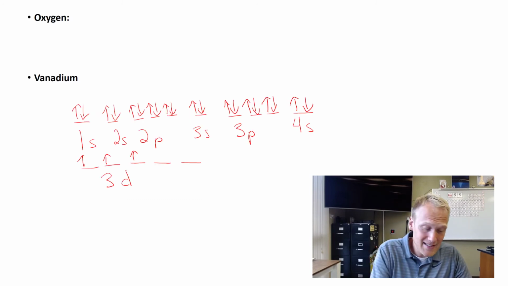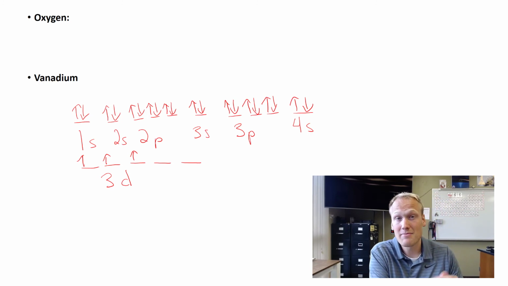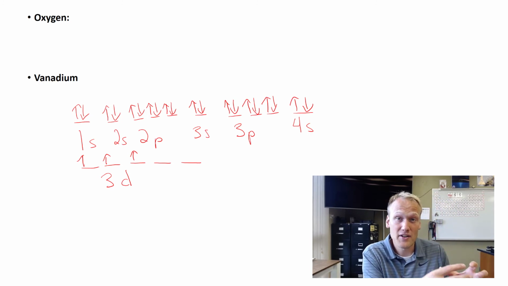The other thing you'll notice is that in the last sublevel, 3d, I spread out those arrows to make sure they're not bunched together. We're following Hund's rule. And if you count up all my arrows, you'll count to 23, which is the element of vanadium.